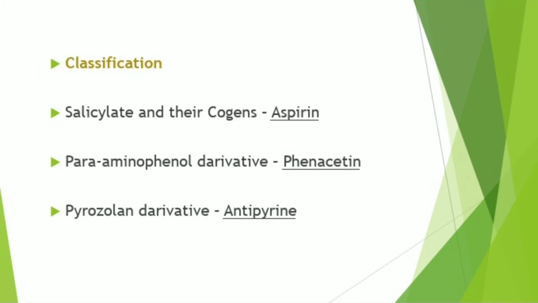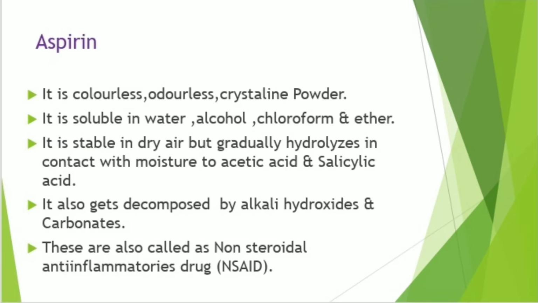Classification: salicylate and their congeners, aspirin; para-aminophenol derivative, phenacetin; and pyrazolone derivative, antipyrine. Aspirin is a colorless, odorless, crystalline powder. It is soluble in water, alcohol, chloroform and ether. It is stable in dry air but gradually hydrolyzes in contact with moisture to acetic acid and salicylic acid.